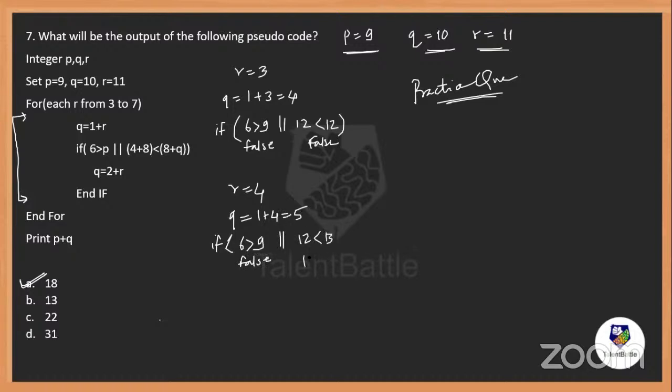That is 13, and this part is true. As this is logical or, so we got true results, and we will calculate q is equals to 2 plus r. R value is 4, so this will become 6.